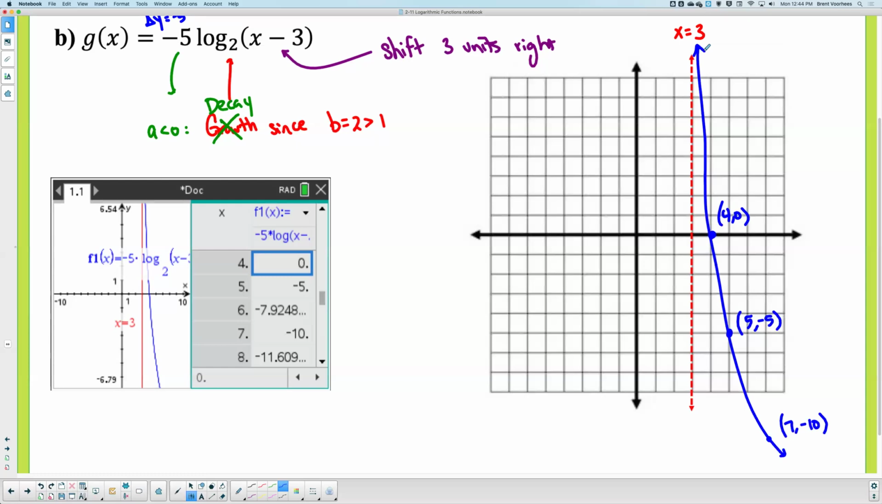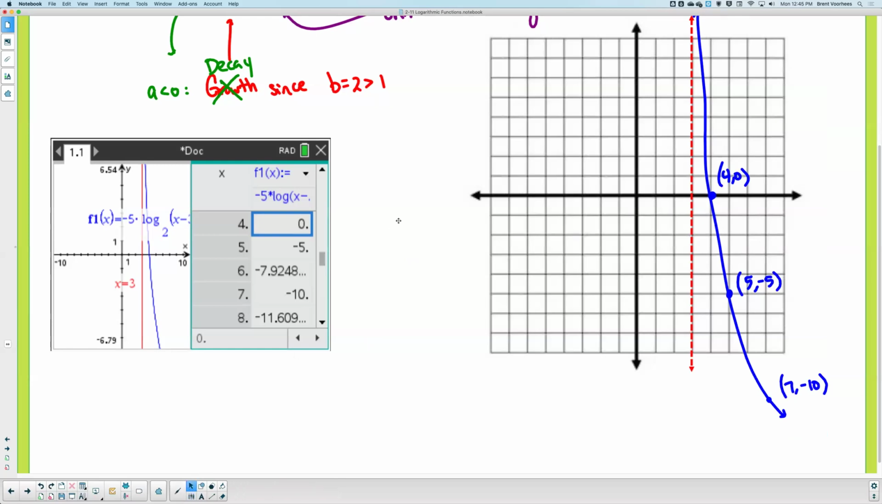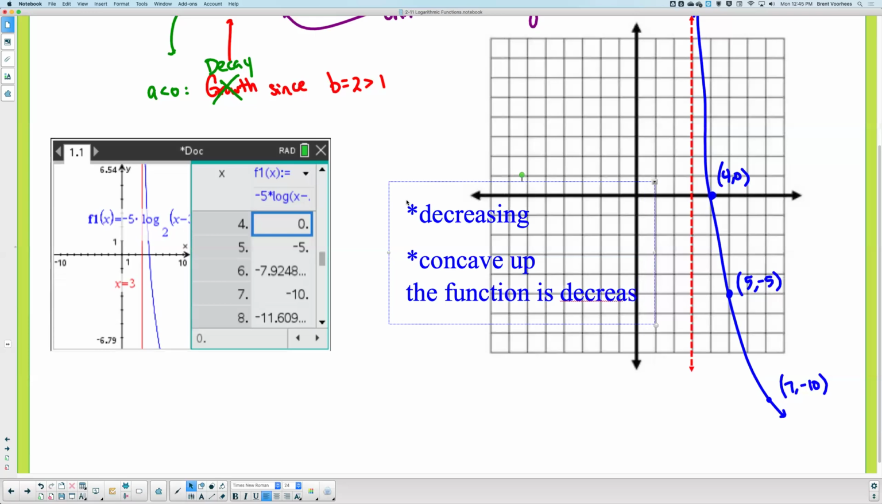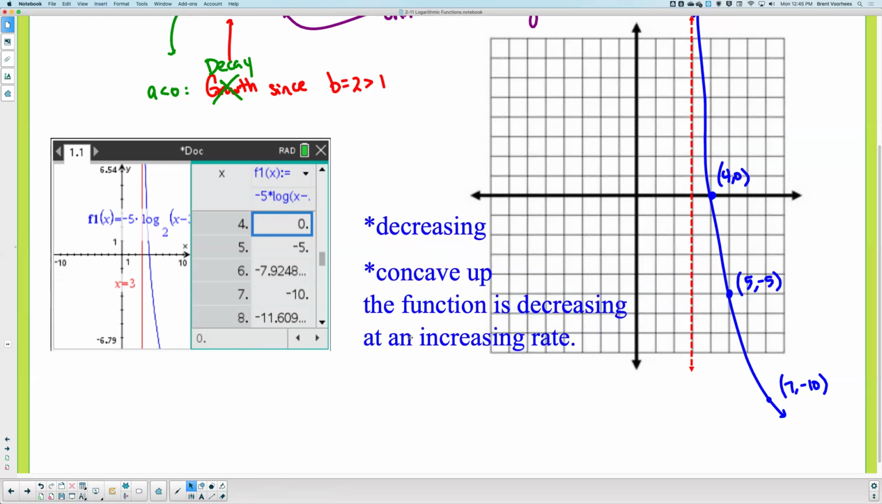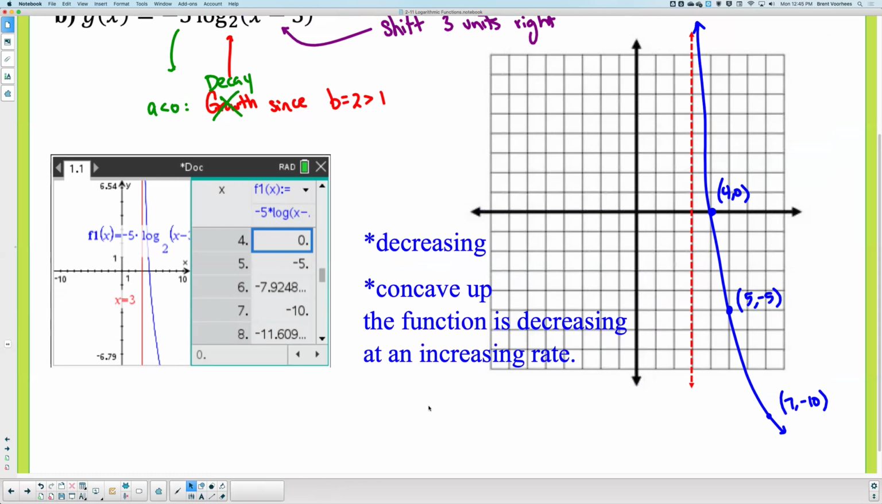Hey, before we forget, would we say this is increasing or decreasing? Decreasing. Is it decreasing at an increasing rate or decreasing at a decreasing rate based off its concavity? Decreasing at an increasing rate because of its concavity. We said this is decreasing. We said it's concave up. Therefore, this function is decreasing at an increasing rate. I didn't do that in the last one, probably should have. Yeah, let's go ahead and just add that note while we're right here.